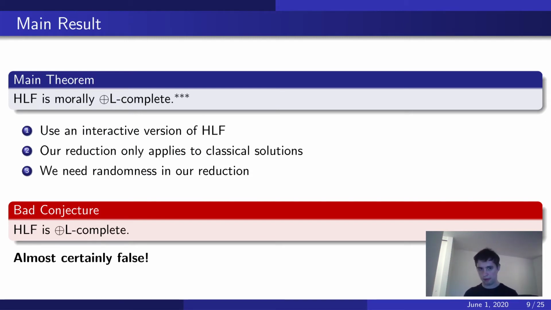One, we're going to use an interactive version of HLF. Shouldn't be a surprise. It's advertised in the title. 2, our reduction only applies to classical solutions. Now I'll show you what I mean when we get there. And 3, we need randomness in our reduction, which I feel should be in the theorem statement. Okay, so let's start fixing our theorem. Get it closer to what we prove in the paper, which should be correct.